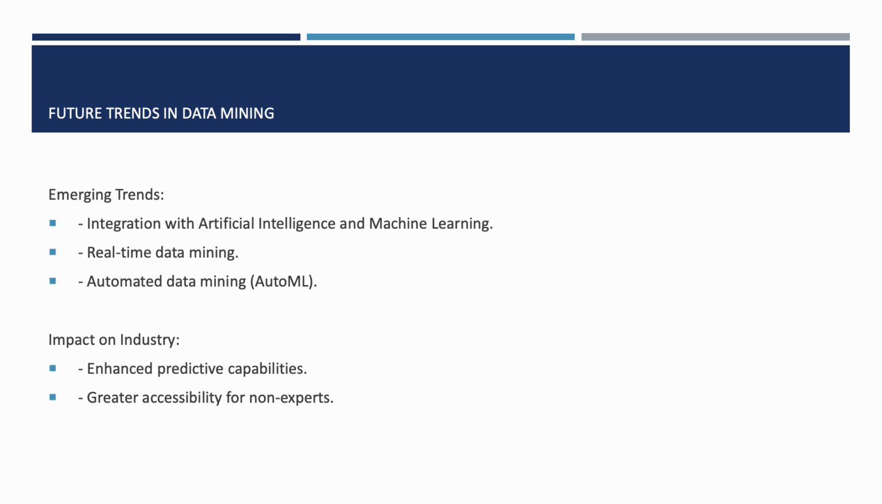So here are some future trends. As technology advances, we'll have several emerging trends that are set to reshape how businesses and industries leverage data for decision making. First is data mining in artificial intelligence and machine learning, which is a very popular topic now.